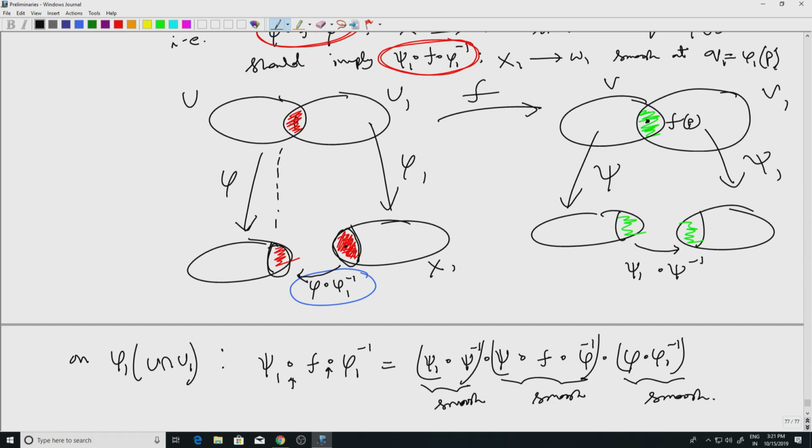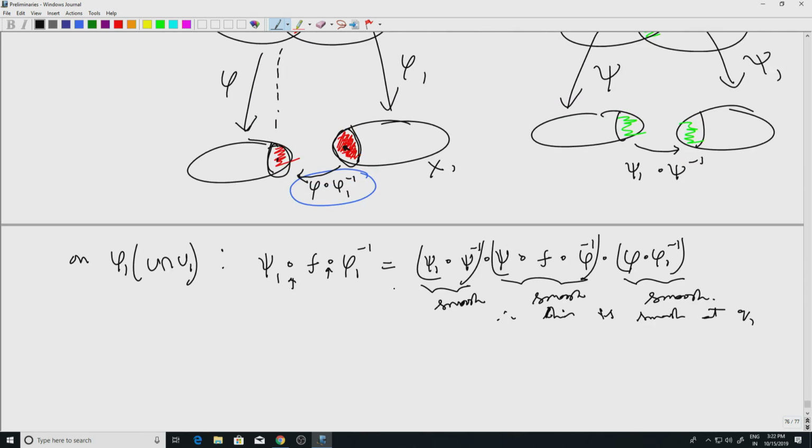For instance, the first map, phi composed with phi1 inverse, is smooth everywhere. This is a transition function. The second one is smooth at the point Q. The middle one is smooth at Q. And finally, it's a transition function, smooth everywhere. So overall, this is smooth. Therefore, this is smooth at Q1, which was the point here. This was Q1.